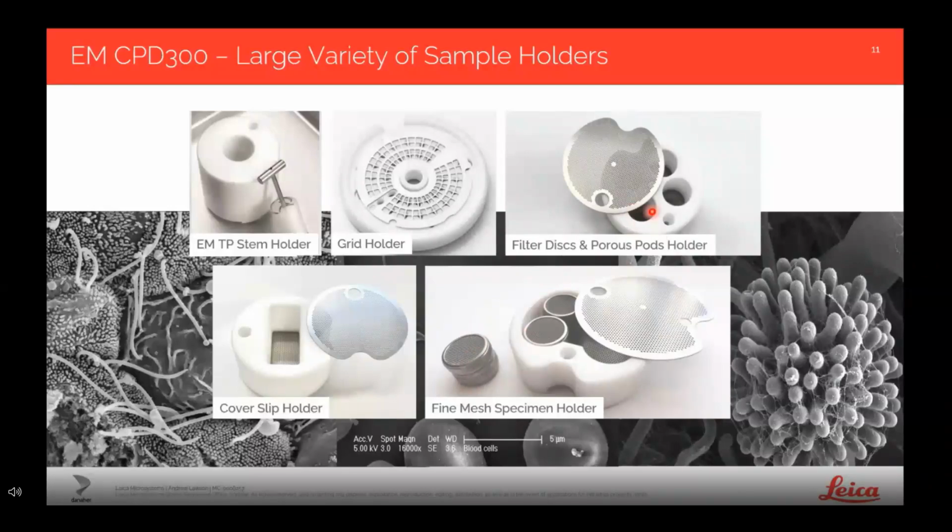Similarly, if you have a powdery type sample or catalyst particles or different frameworks and things, we have a filter disc and porous pots holder with a minimum, at least the Leica offered minimum pore size of 1 micron. So you can load fairly small particles into these filtering vessels as well.